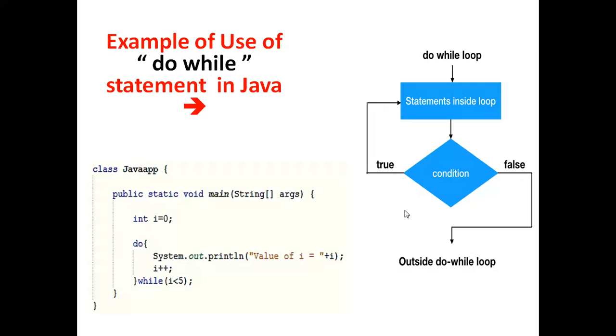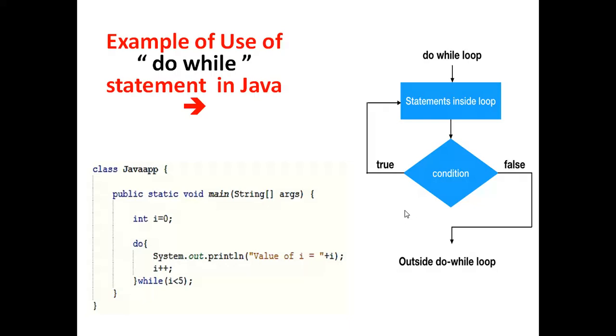First, the loop will be executed. This will not happen in the while loop, because in the while loop, initially itself we are checking the condition. If the condition is true, then only the body part of the while loop will be executed. Otherwise, it will not execute.